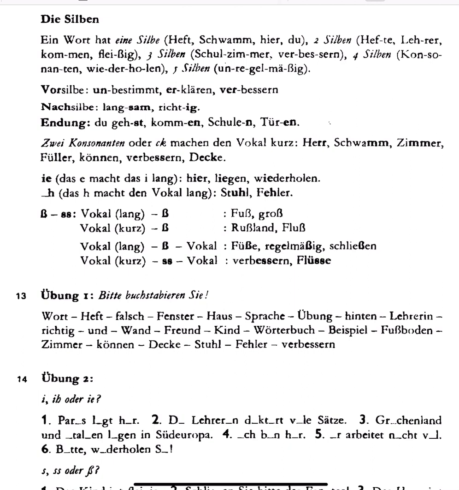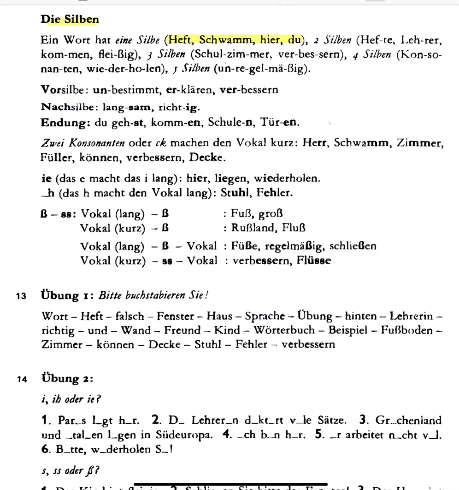Okay. Die Silben. We know every word in English also has syllables. Die Silben is the syllable. Ein Wort hat eine Silbe. A word has one syllable. Heft, Schwamm, hier, du. All of them have just one syllable.